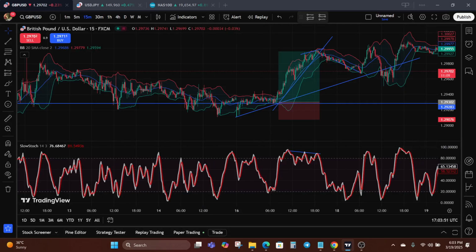So is the slow stochastic indicator worth using? Absolutely. It's an effective indicator for spotting trend reversals, confirming momentum shifts, and improving trade timing.